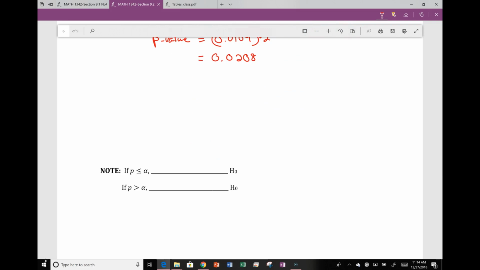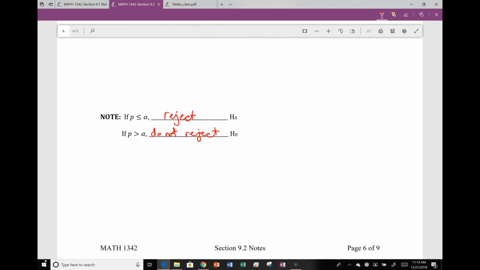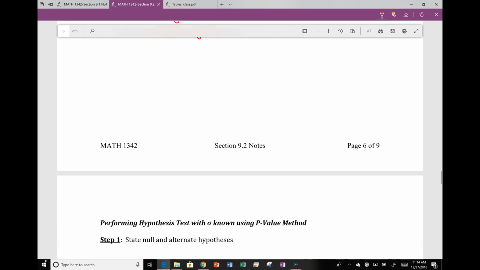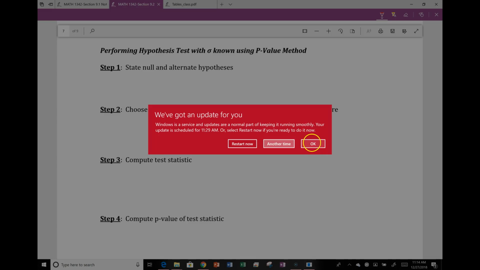So if p is less than or equal to alpha, we reject the null hypothesis. If p is greater than alpha, do not reject the null hypothesis. Okay, so let's look at a couple of examples and the steps for going through this. Now I'm going to skip the performing the steps because they're the exact same.